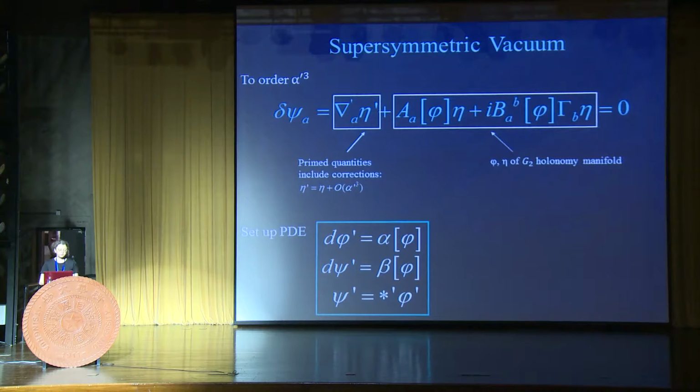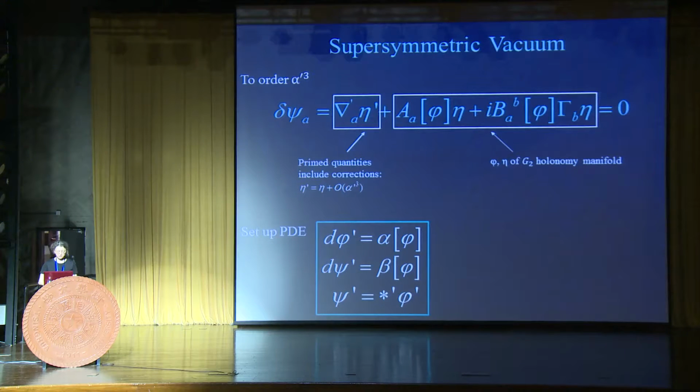And we can use this to set up a partial differential equation for phi prime, for the alpha prime corrected 3 form. Now, note that the first two equations here, d phi prime and d psi prime, these are equations for one single object, because psi is the Hodge dual of phi. The Hodge dual contains the metric in a highly nonlinear fashion. So this means that the equation for d psi is also an equation for phi.